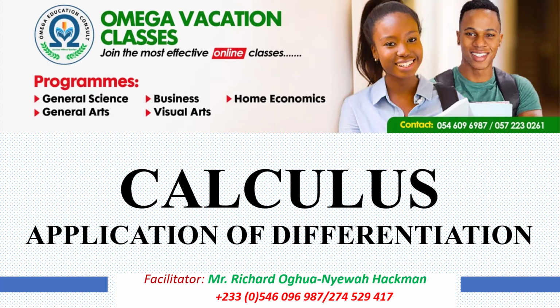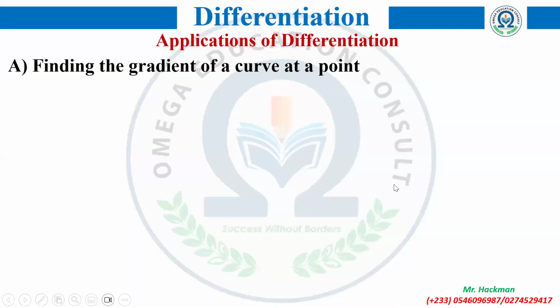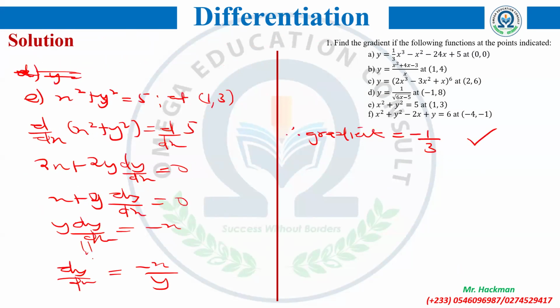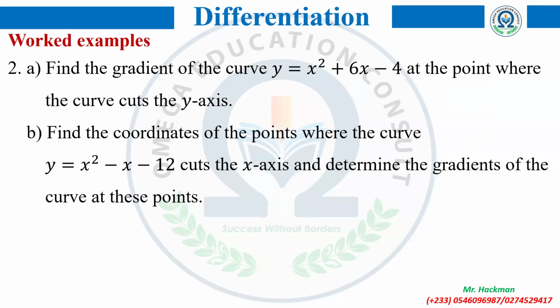So like I said, I'm going to skip the first application, which we've already dealt with. That is finding the gradient of a curve at a point. You can see that we've done that. Those of you who are not privy to that, please go and watch one of the lessons, I think the last lesson on differentiation. We treated this one there.